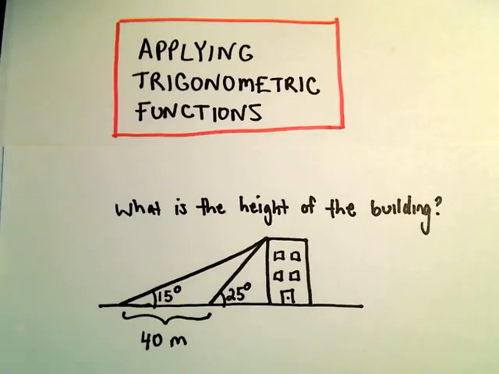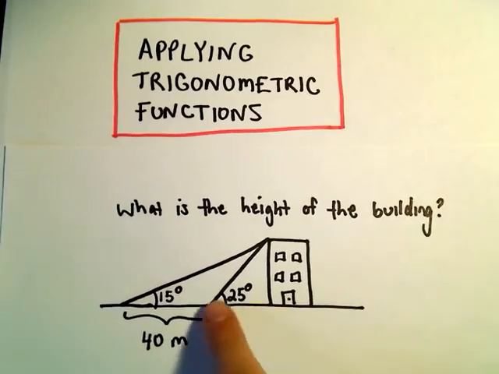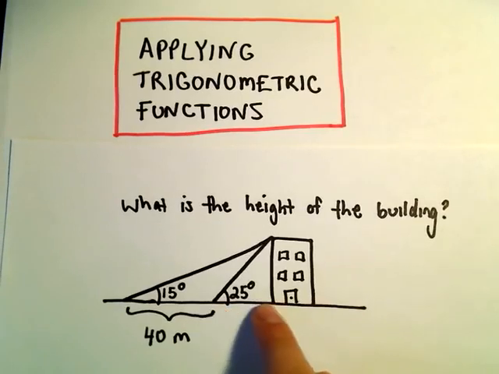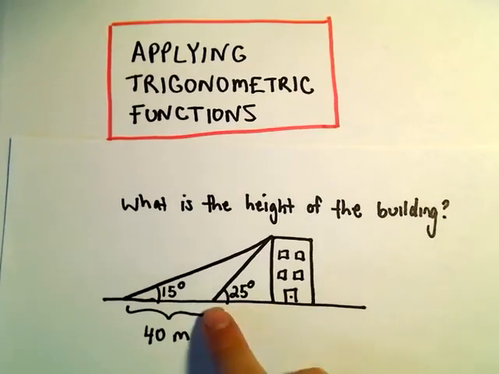Alright, so in this video I'm going to do a word problem using some trig. Suppose we're trying to figure out the height of our little building here, and suppose we make a couple of measurements. Suppose there's one angle of 25 degrees that goes to the top of the building. We don't know the distance from the base of the building to that angle.